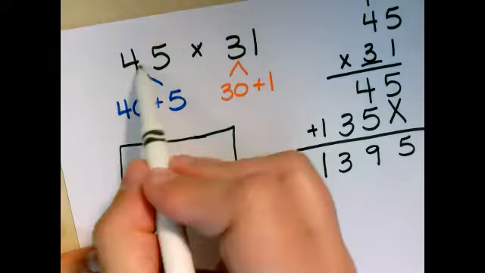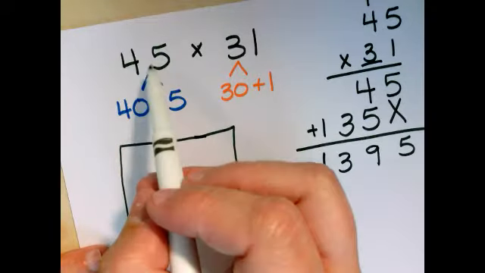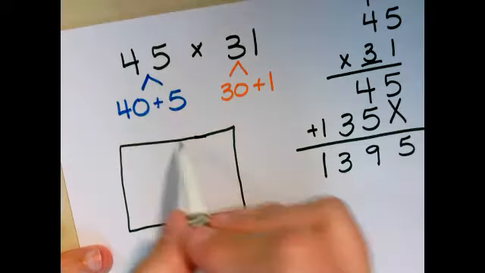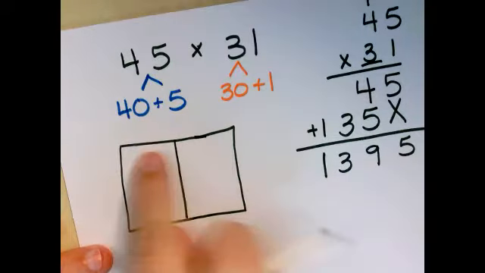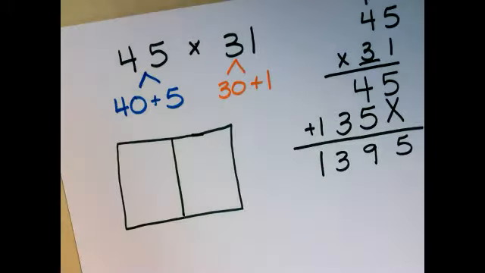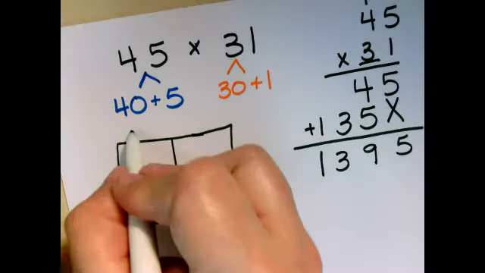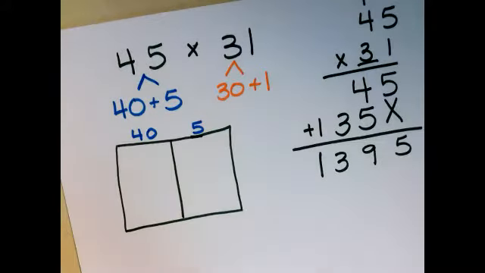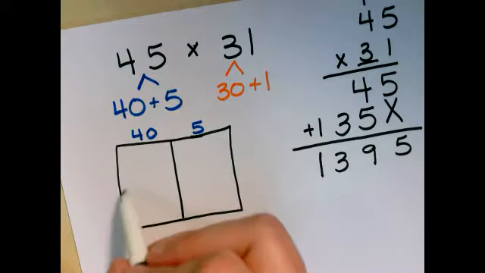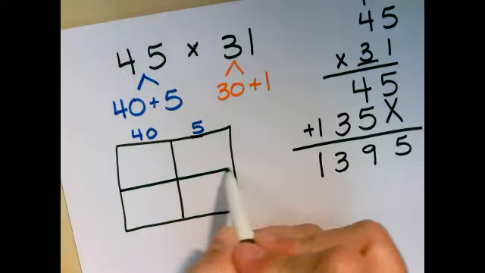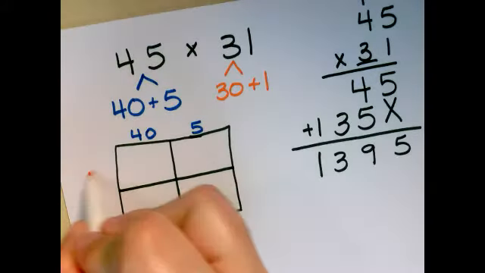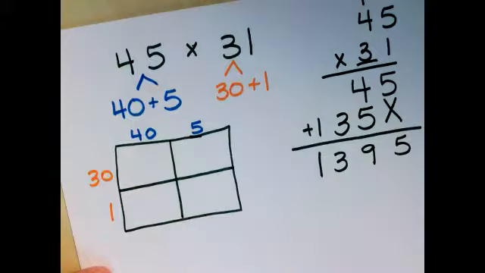And to build this grid, it's based on how many digits are in each number. So 45 has 2 digits. So I'm going to make a spot for 2 digits going this way. And I'm going to add 40 and 5. And then my 31 also has 2 digits. So going the opposite way here, I'm going to do a horizontal line. And now I have 2 digits going down the side here as well.